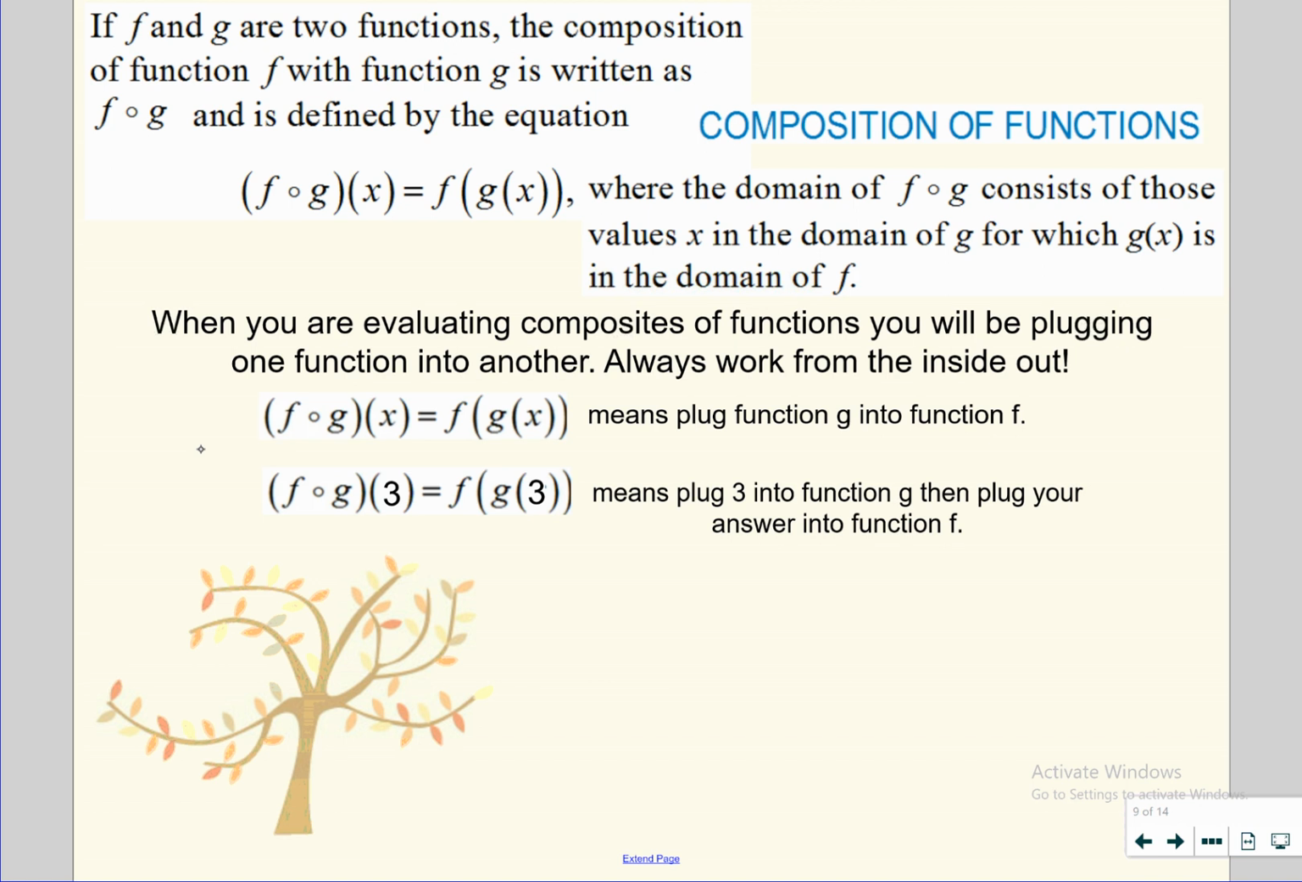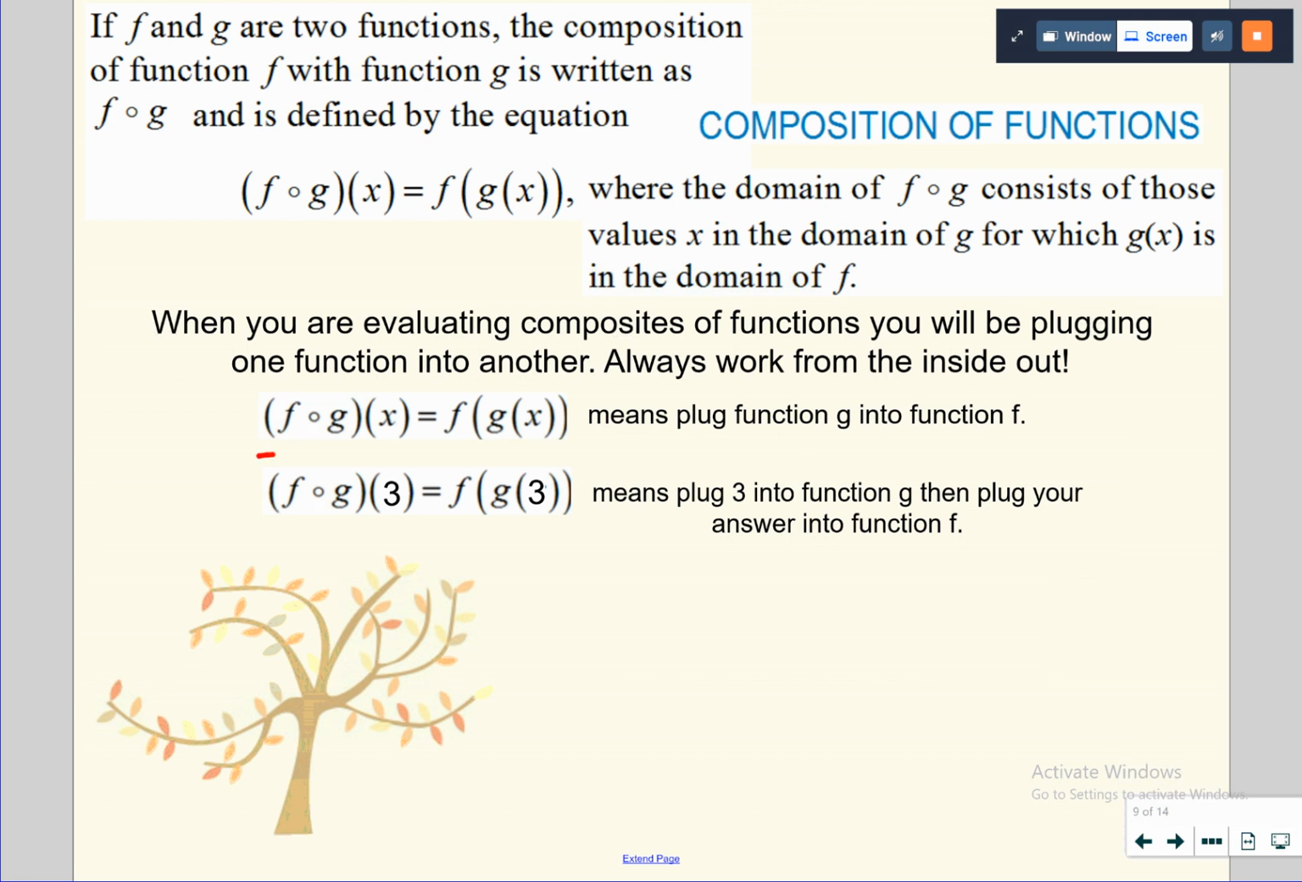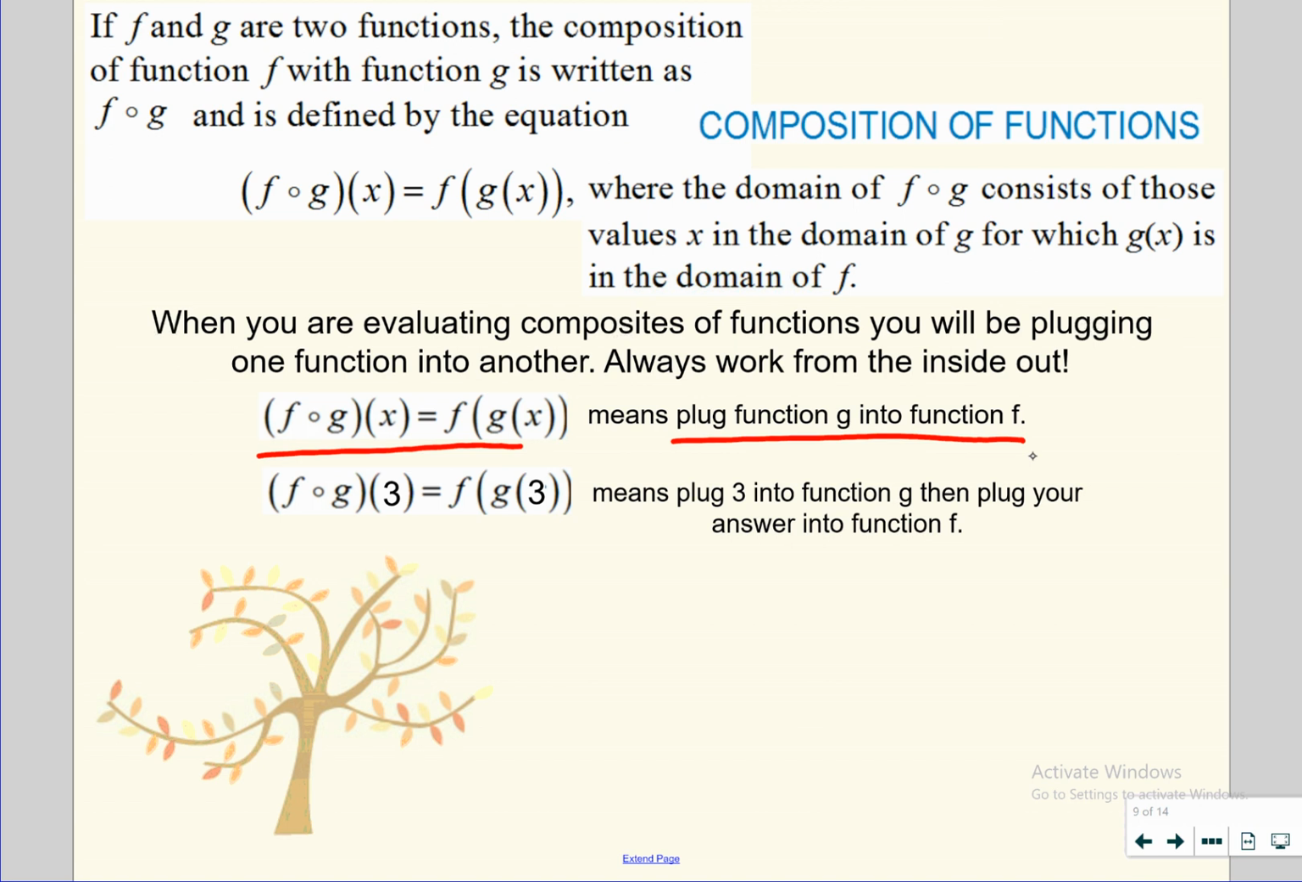Both of them I would read f of g of x. And both of these mean I am plugging a function into another function. Now, the way it's ordered in that example, it's actually written down here. It means you are plugging function g into function f. I personally like the double parentheses notation better because I think it's easier to see that g is inside of f in that notation.